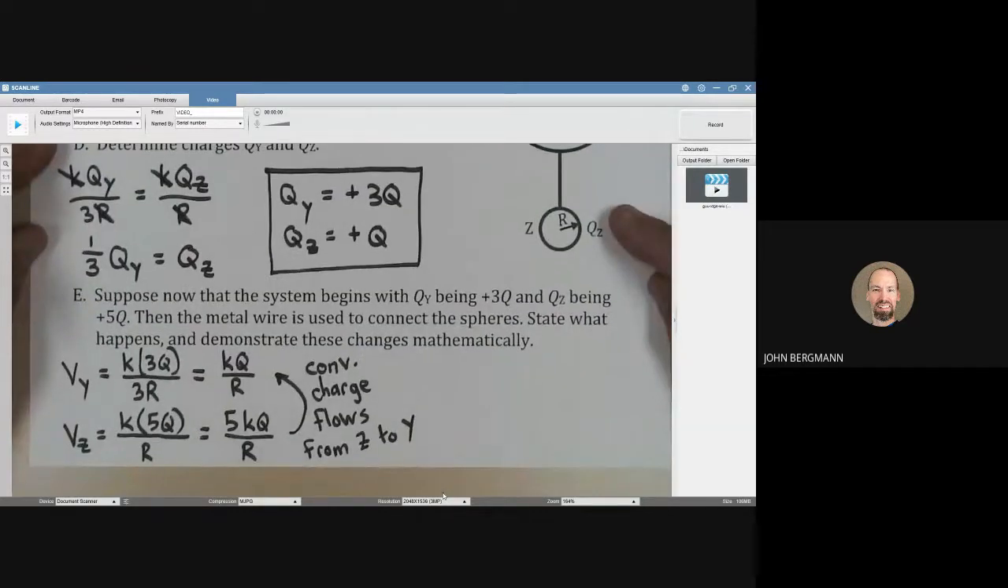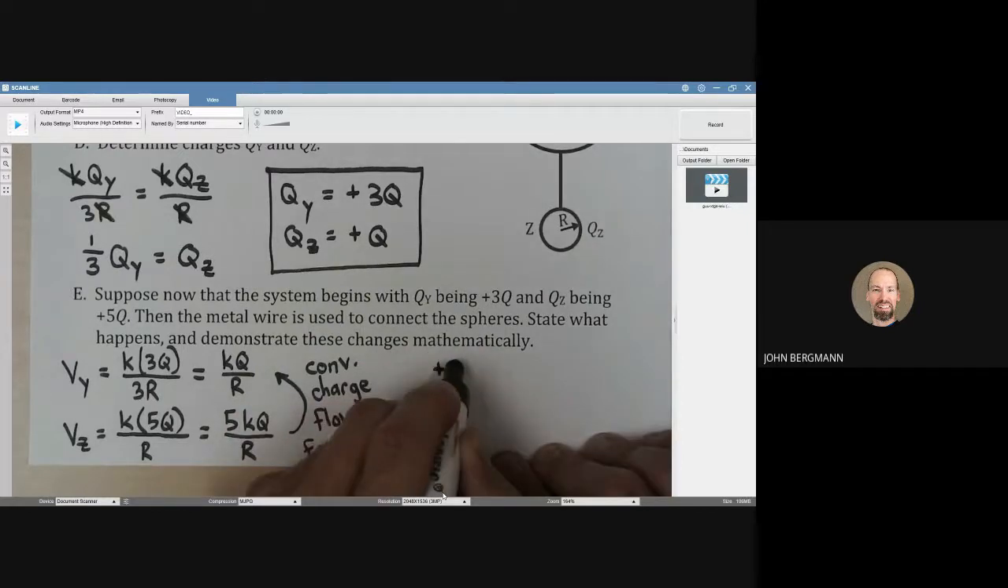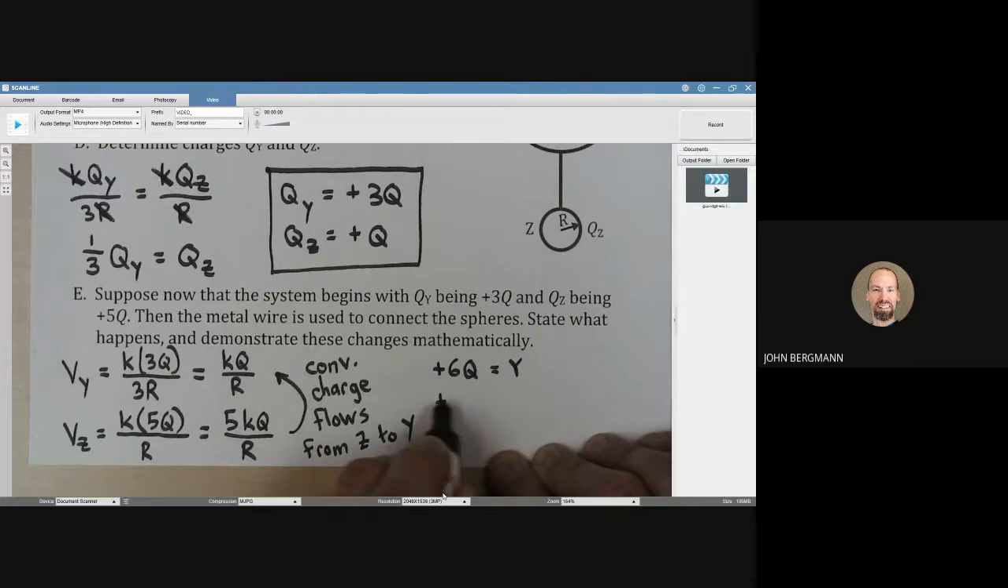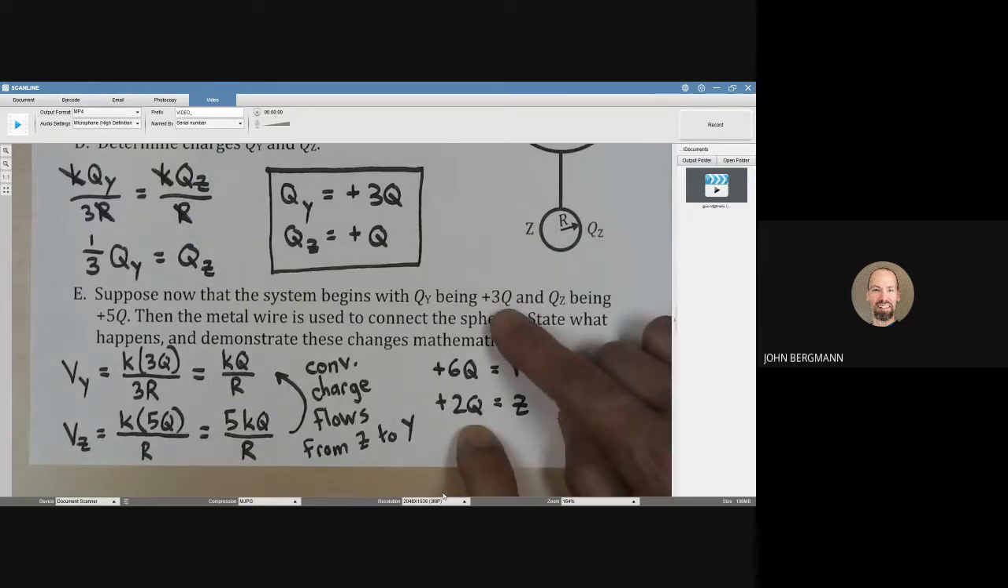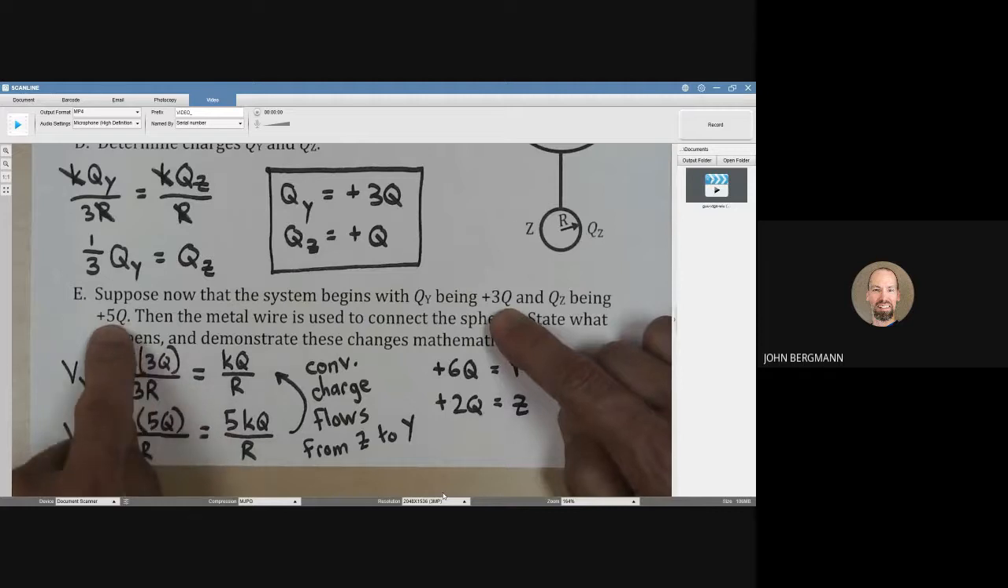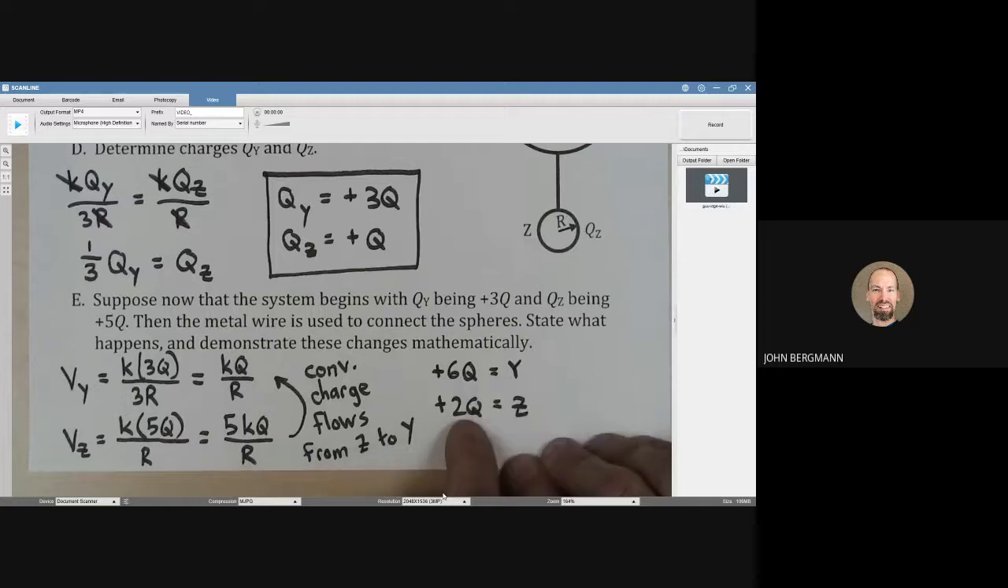You can see here, when we're all done, y is going to have plus 6q, and z is only going to have 2q. You see the ratio here that's boxed in at the top of the screen? Y is going to have 3 times the charge that z has. Well, that's what's going to happen here. We started with 3 and 5, so that's 8. So 3/4 of that is going to be 6q for sphere y and 2q for z.